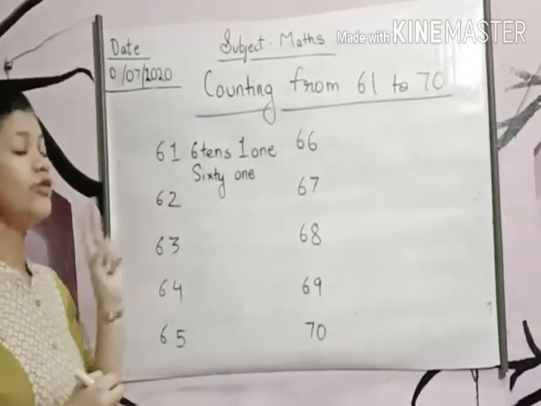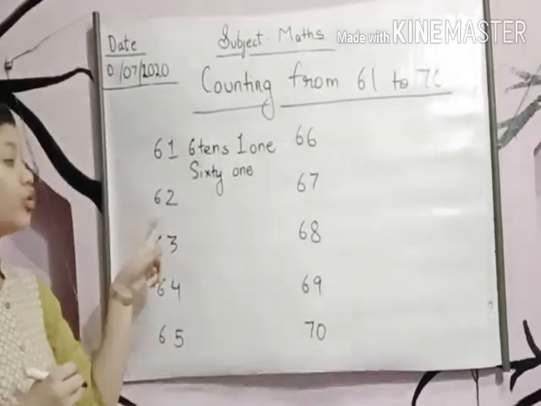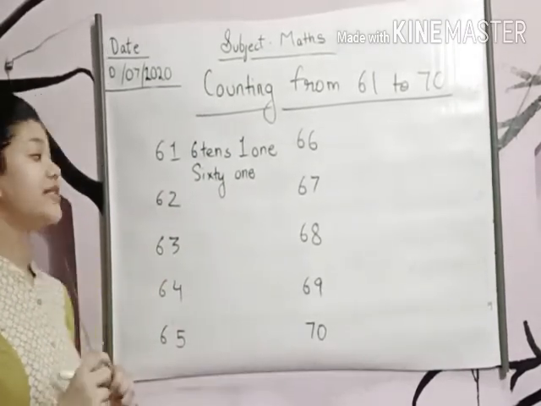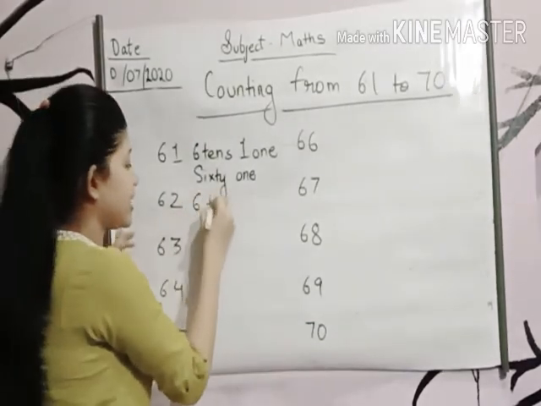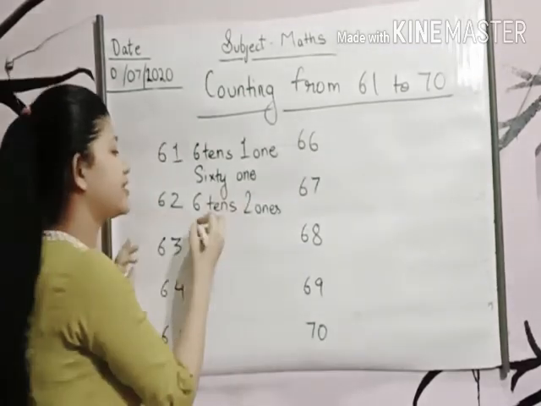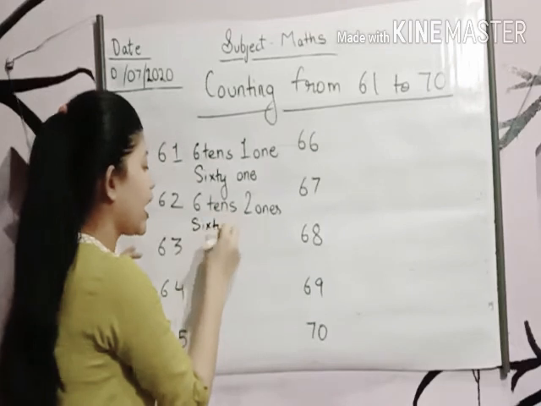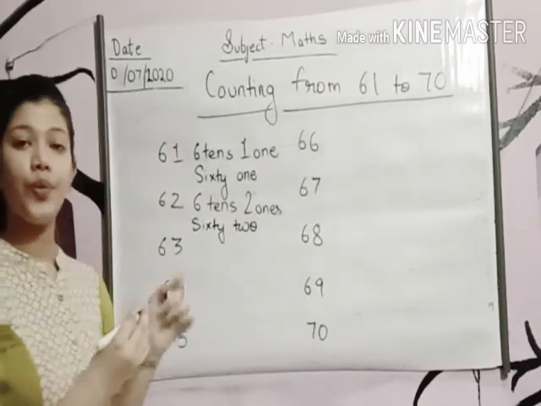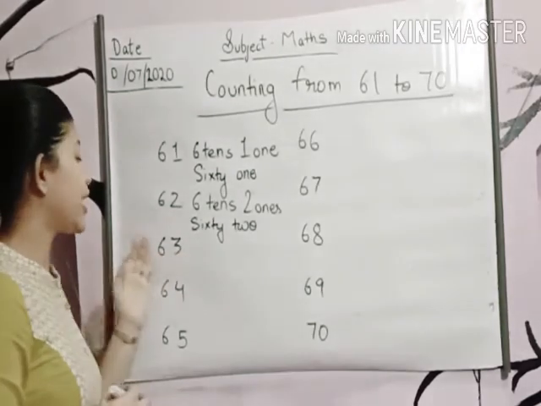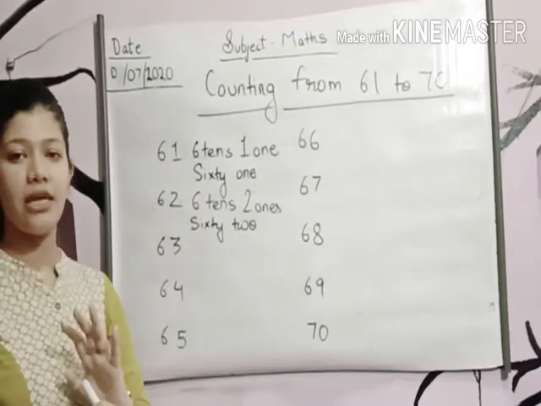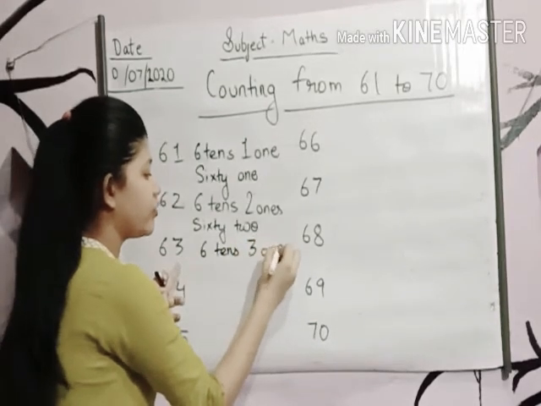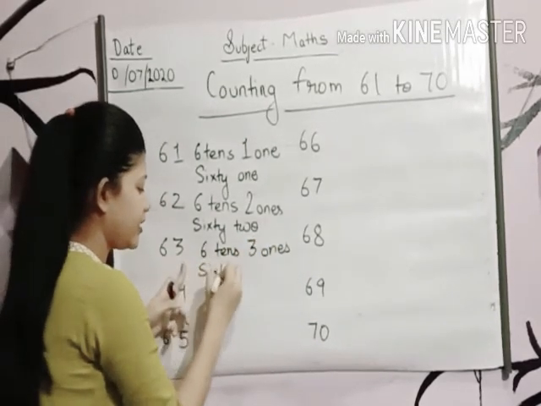Now this number also has 2 digits, 6 and 2, where 2 will be placed at the ones place and 6 will be placed at the tens place. So how will we write this number? 6 tens, 2 ones. Now 6 tens can be written as 60 and 2 ones can be written as 2. Isn't it? Now let's come to the next number, that is 63. How will we write the number 63? We will follow the same step. Yes, 6 tens and 3 ones, which can be written as 63.